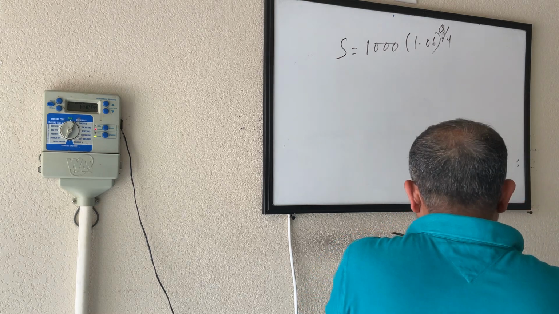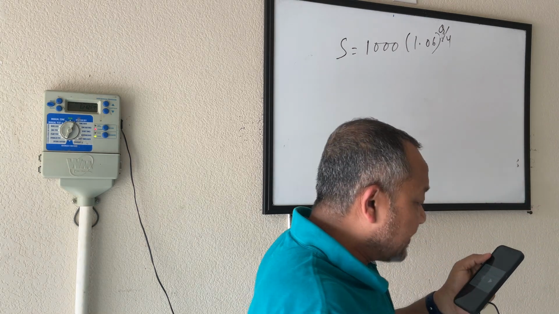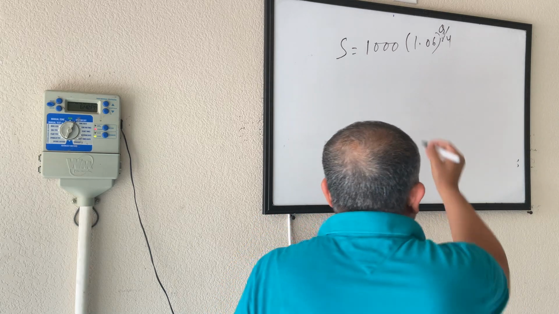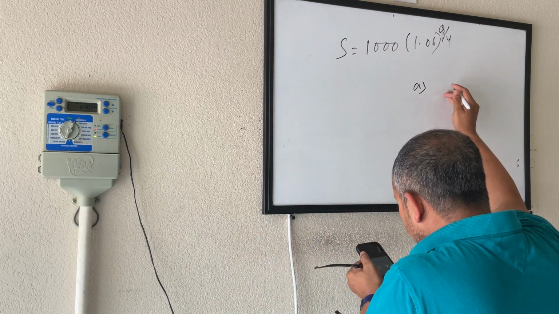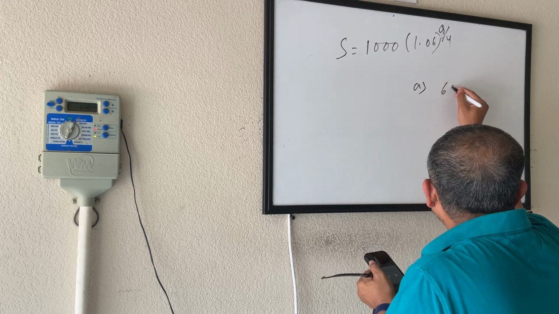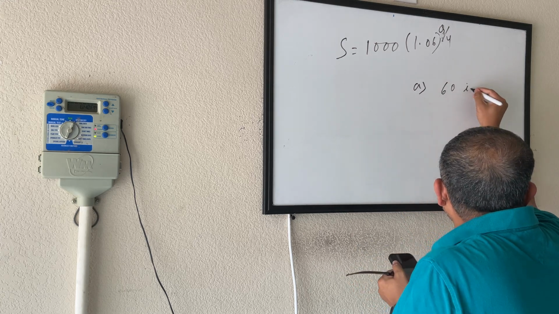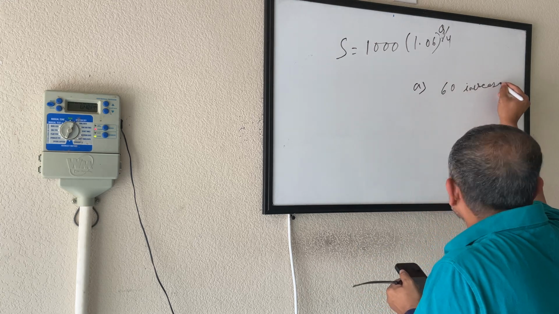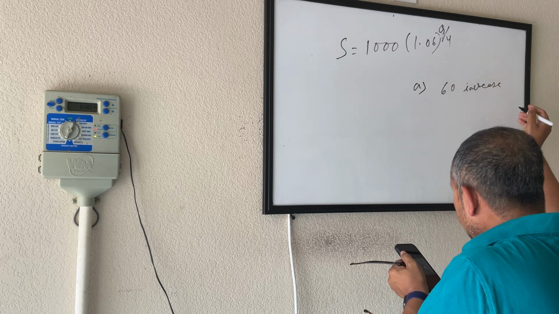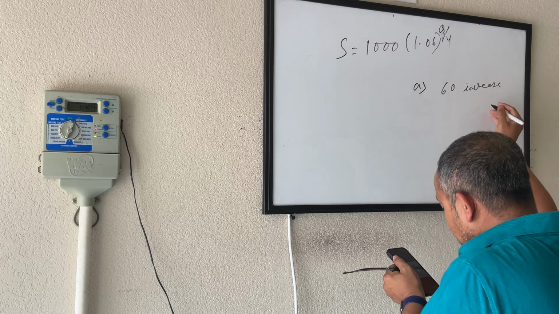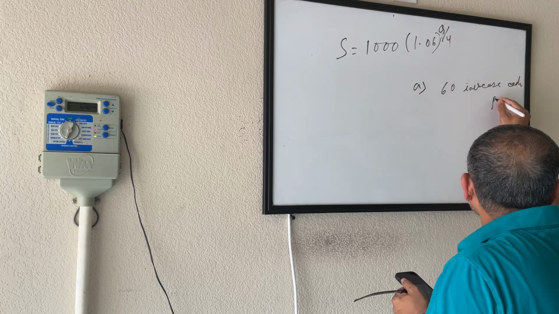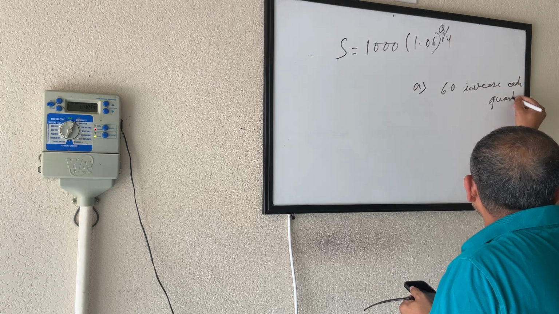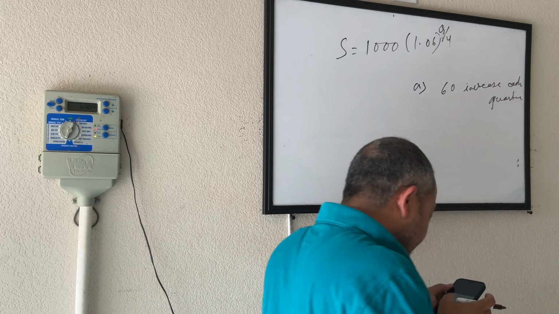First one is, the number of subscribers increased by 60 each quarter year. Okay? That is the first option.